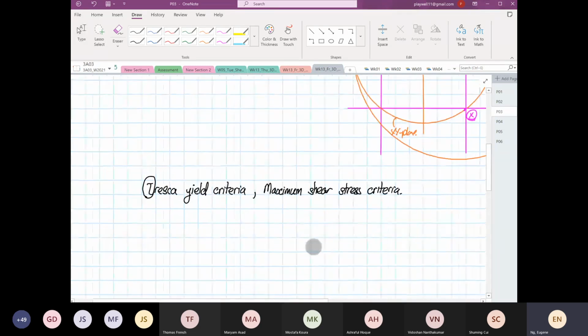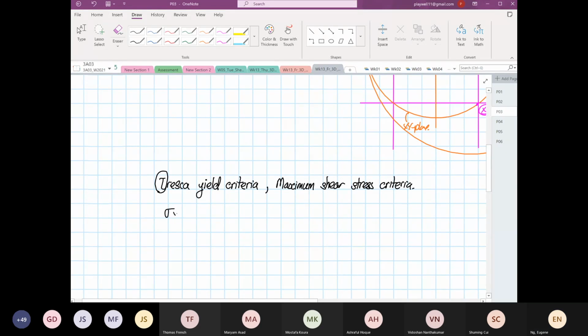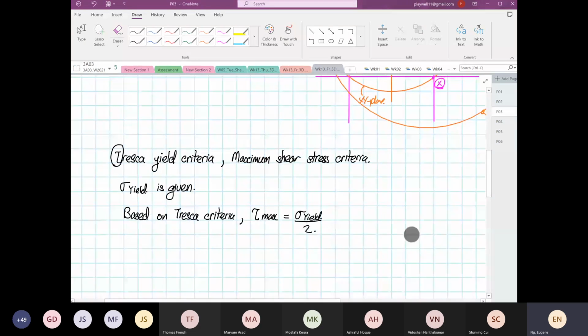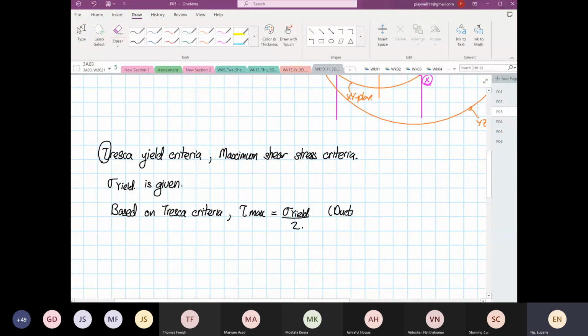So if you are given the yield strength, the normal yield strength, and the shear stress yield is given, then based on the Tresca criteria, the maximum shearing stress is equal to the yield divided by 2. That's it. The yield divided by 2. This is usually applied for ductile material. So this is what Tresca means.